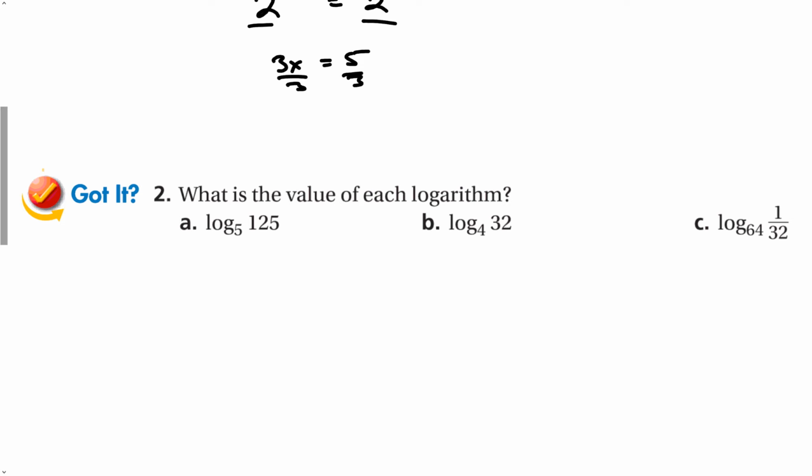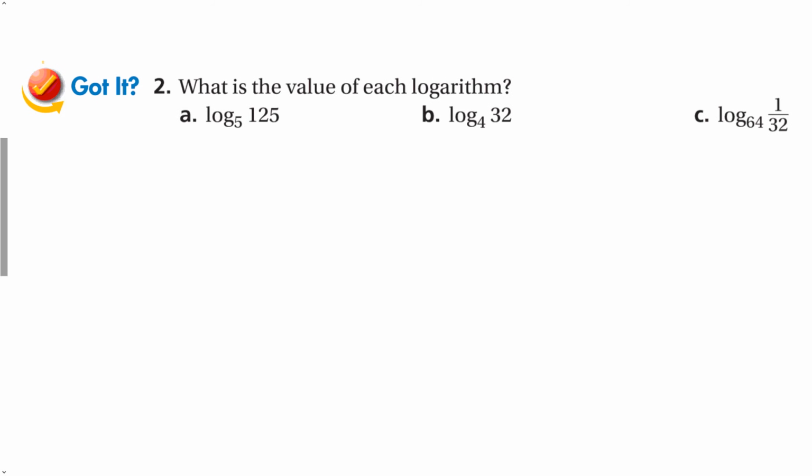These ones are a little bit easier, or one of these is a little bit easier. The first one actually is. Is there a power that raises 5? Is there something, an exponent, that 5 to that exponent gives you 125? Yeah, 5 to the 3rd power is 125. So the answer to A is 3.